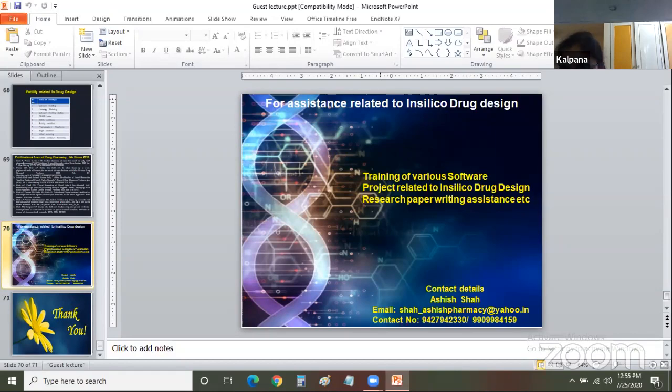Then, what are the advantages? He stressed upon the advantages of CADD, like what time is required, what cost is required, and that it is accurate and informative. He has also discussed his own experience, that he also screened for an antiviral drug.